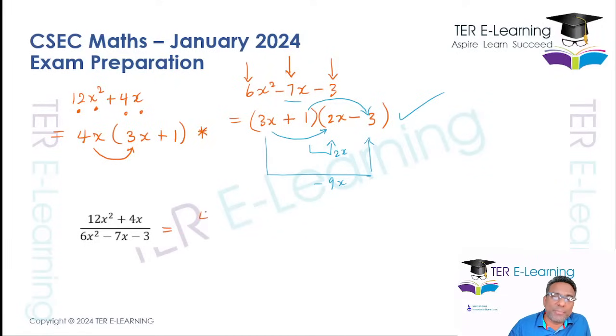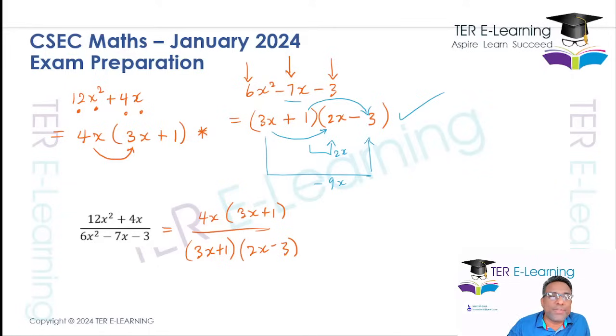So you're going to put 4x, open brackets, 3x plus 1, right, all over, and when we factorize the 6x squared minus 7x minus 3, this would have been 3x plus 1 by 2x minus 3, right? So in this case, if you notice, some things will cancel. So this here will cancel with this. Therefore, the final answer is going to be 4x all over 2x minus 3, right?